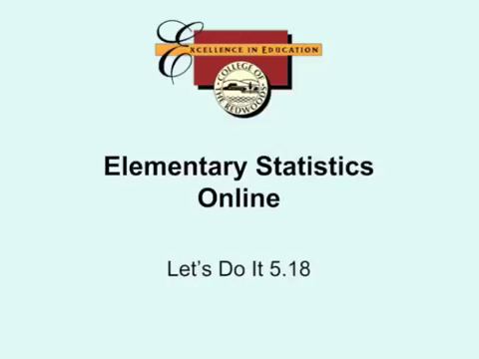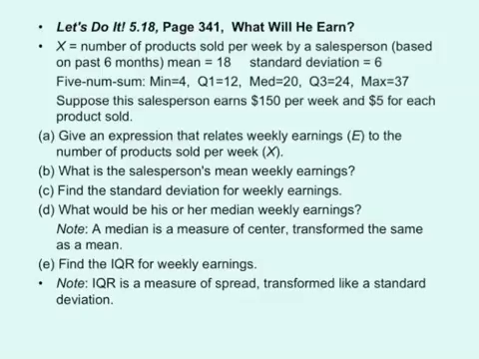All right, let's go back to our LDI here. In LDI 518, what will he earn? So X is the number of products sold per week by a salesperson based upon the past 6 months with a mean of 18 and a standard deviation of 6. The 5-number summary was: the min was 4, Q1 was 12, the median was 20, Q3 was 24, and the max was equal to 37.